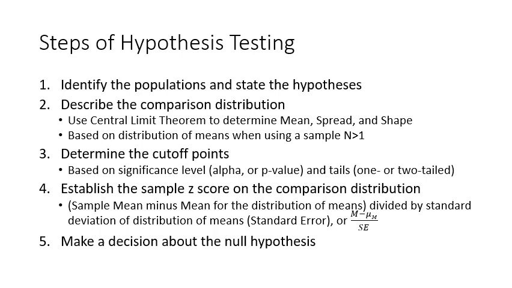Then in step 4, we would establish the sample z-score on the comparison distribution, which we do for our sample mean just in the same way as for an individual score, by subtracting the mean for the distribution of means from the sample mean, and then dividing that by the standard deviation of the distribution of means, or the standard error. And this is the formula. And all of that sounds like much more of a mouthful than it is. I hope you're finding that. And then we make our decision about the null hypothesis based on whether the z-value for our sample is to the extreme of our cutoff point.